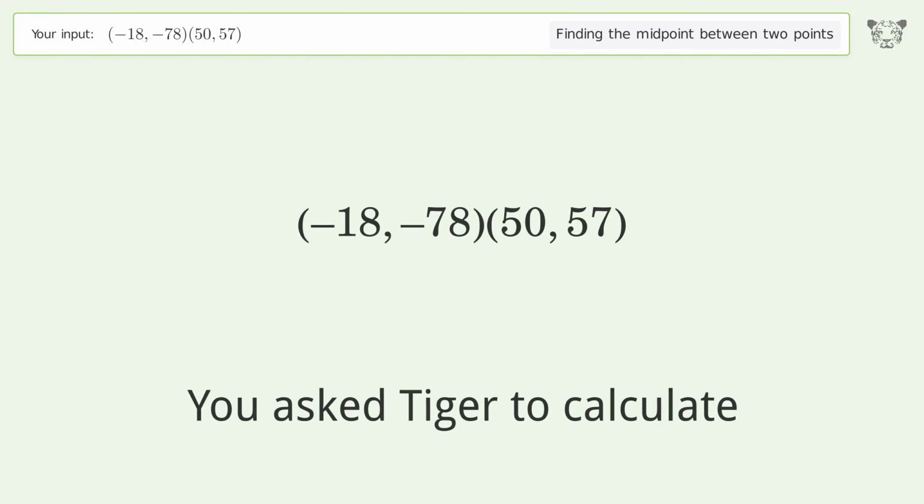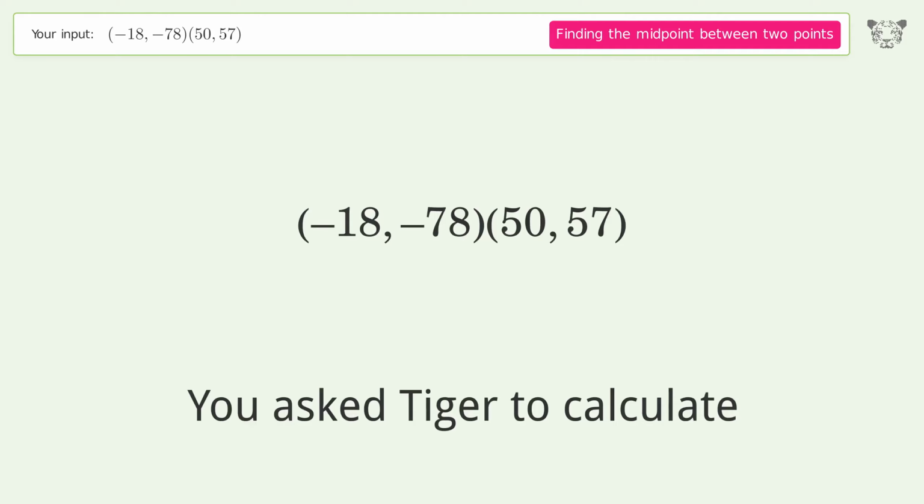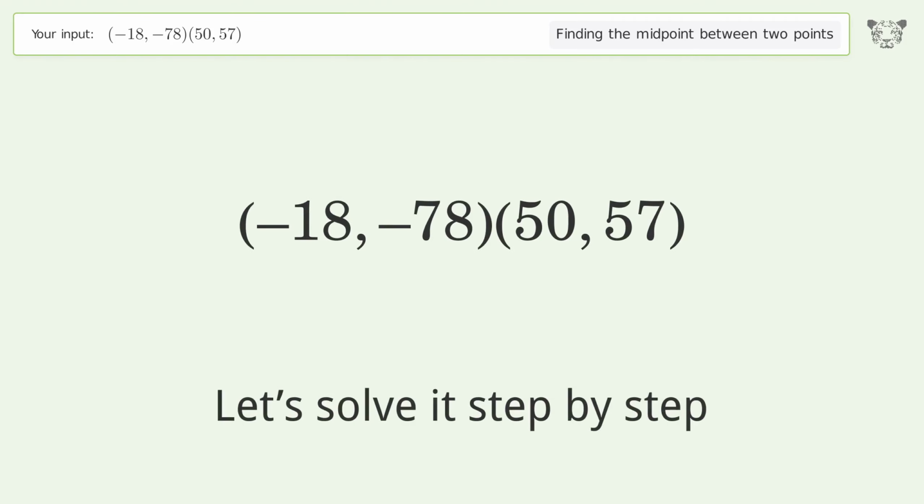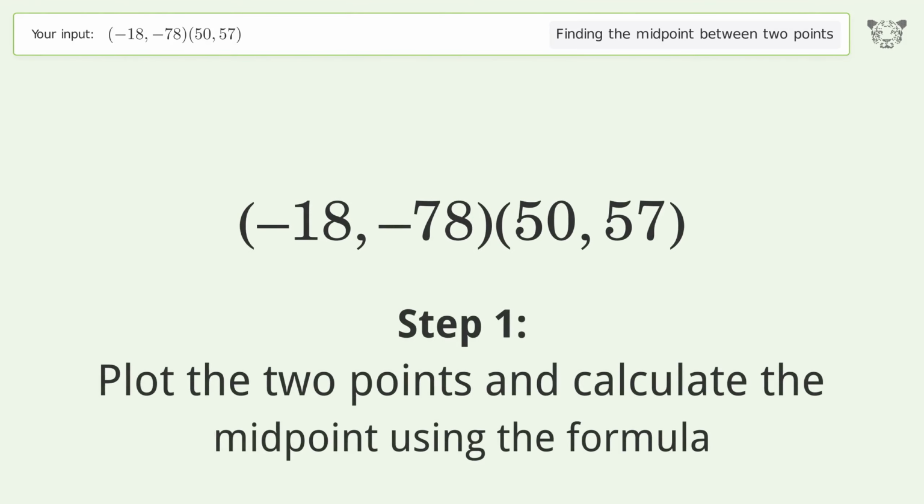You ask Tiger to calculate. This deals with finding the midpoint between 2 points. The midpoint between the 2 points is 16, negative 10.5. Let's solve it step by step. Plot the 2 points and calculate the midpoint using the formula.